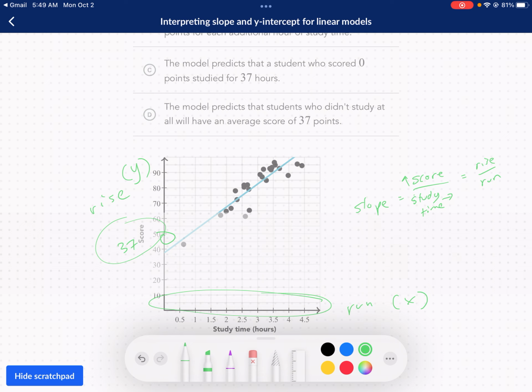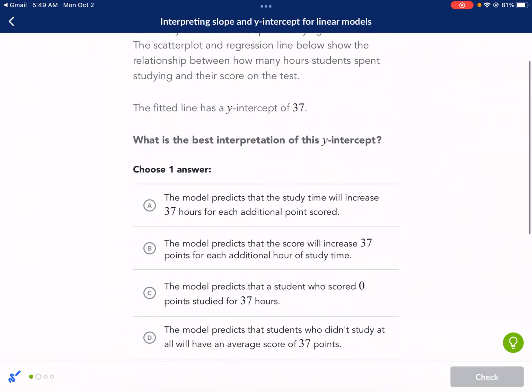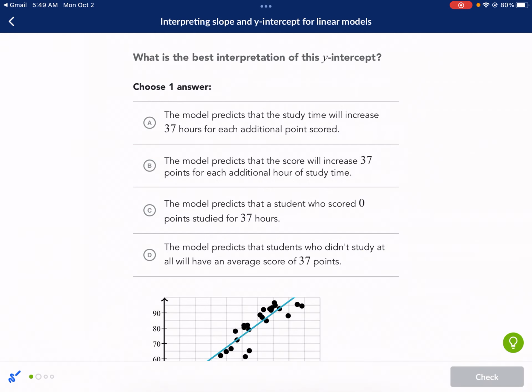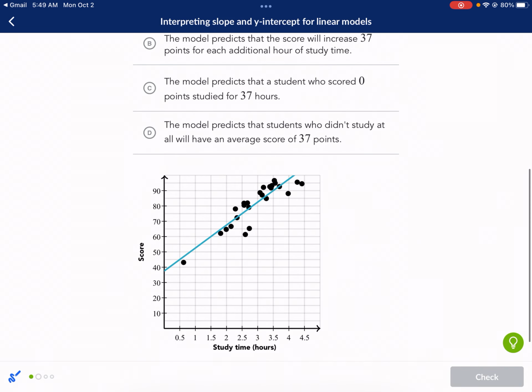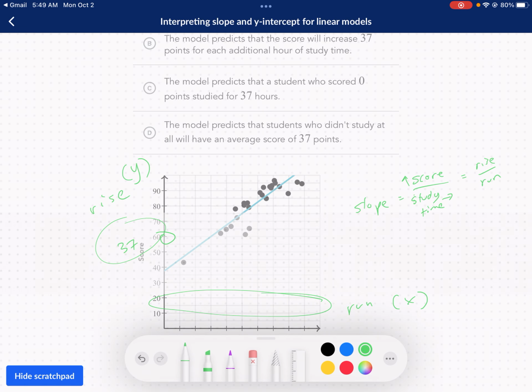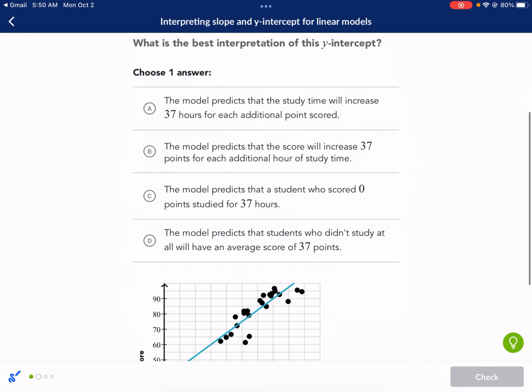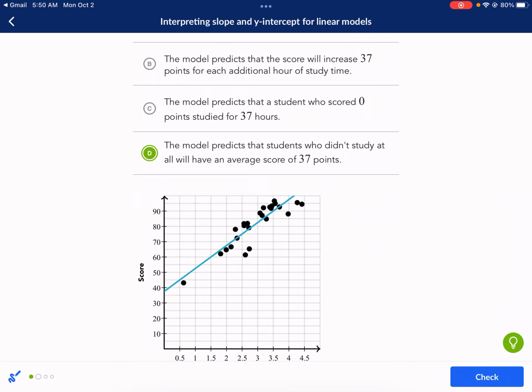Okay, so we know that the first option was off. It's not talking about going up 1 hour studying for each 37 points. So this is not what it's talking about. We need to look at the y-intercept, the y-intercept, of course, being 37. I already circled it, but I'll circle it again. So we need something that says we didn't study at all, and we have 37 points. So the model predicts, I think it's this one, that students who didn't study at all will have an average score of 37 points.